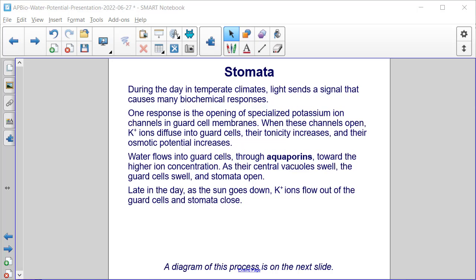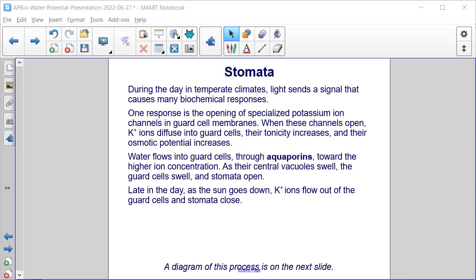During the day in temperate climates, light sends a signal that causes many biochemical responses. One of them is the opening of specialized potassium ion channels in guard cell membranes. When these channels open, potassium ions diffuse into guard cells. Their tonicity increases and their osmotic potential increases. Water then flows into the guard cells through aquaporins toward the higher ion concentration. As their central vacuoles swell, the guard cells swell and stomata open. Late in the day, as the sun goes down, potassium ions flow out of the guard cells and stomata close.